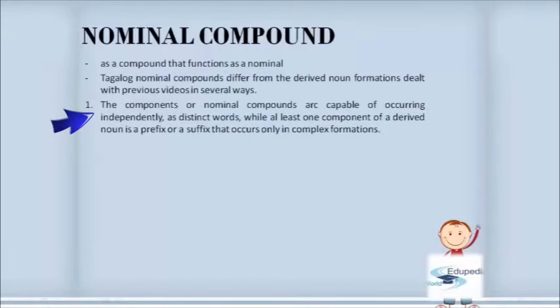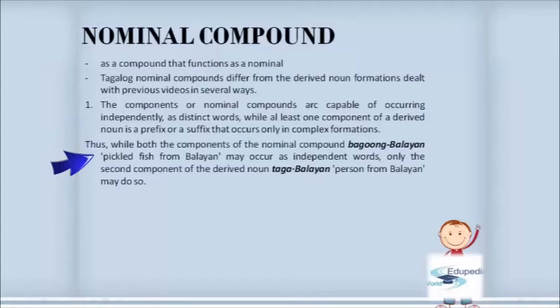First, the components of nominal compounds are capable of occurring independently as distinct words, while at least one component of a derived noun is a prefix or a suffix that occurs only in a complex formation. Thus, while both components of a nominal compound like bagoong balayan, pickled fish from Balayan, may occur as independent words, only the second component of the derived noun taga-Balayan, or person from Balayan, may do so.